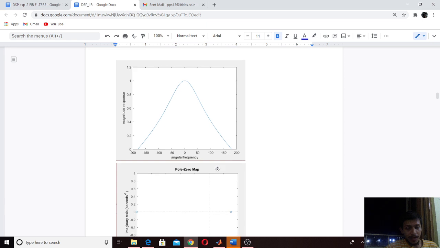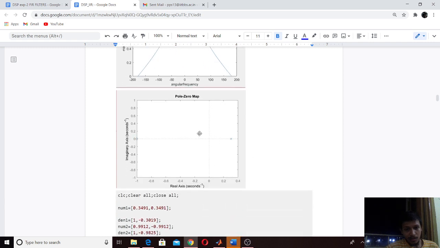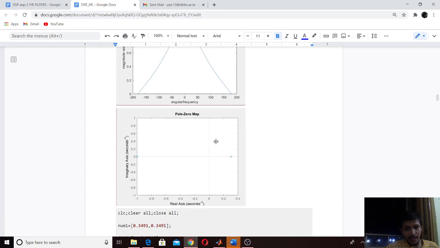The obtained magnitude response for the first order low pass filter has the maximum gain at 0 and zero gain at 180 Hz. This is the pole zero plot. Since it has zero gain at 180 Hz, and 180 Hz is Fs by 2, this is the point Fs by 2.